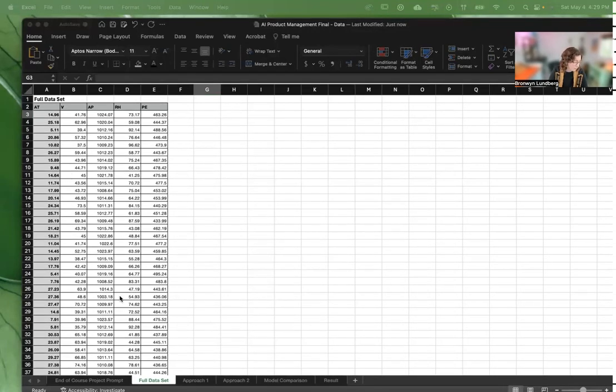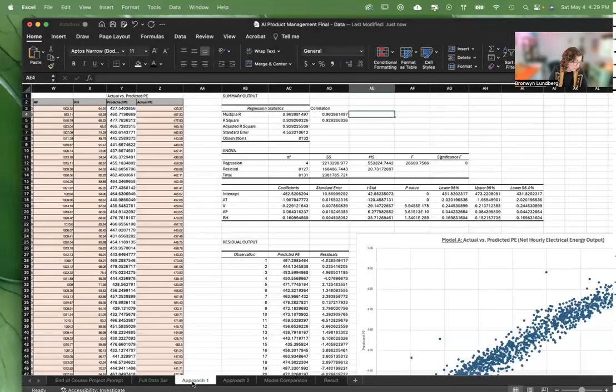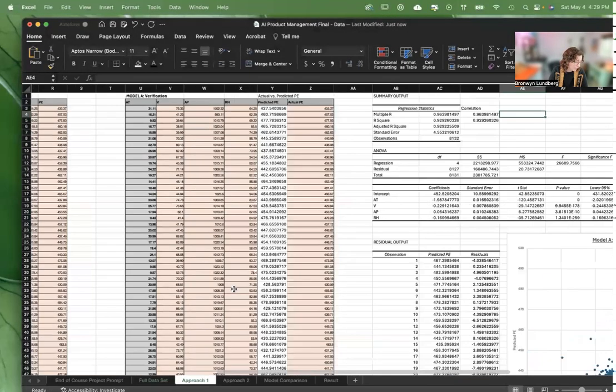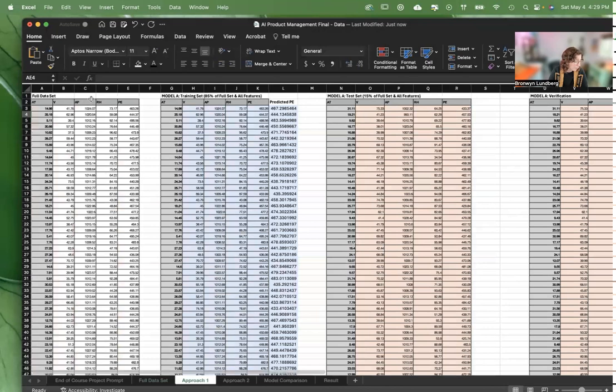So I want to show you my first approach here. Start over here at the side. The first few columns you'll see is the full data set. And then I split my data into the training set, which was about 85%, which is the full data set with all the features. And then I left my test set as 15%.